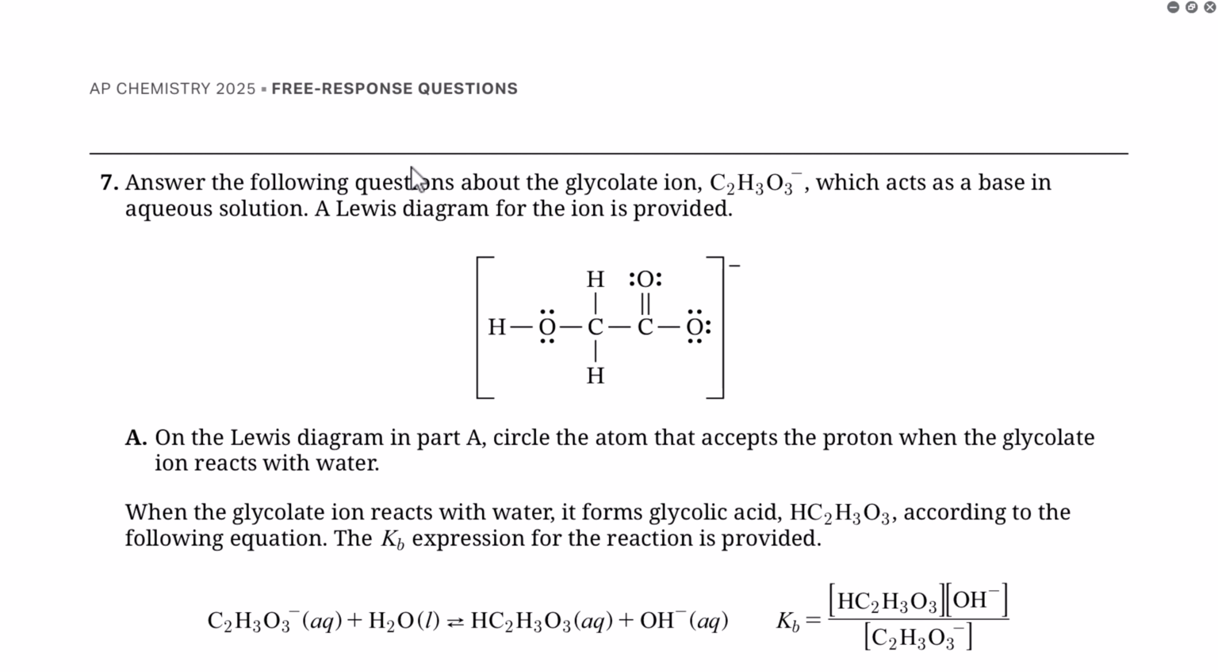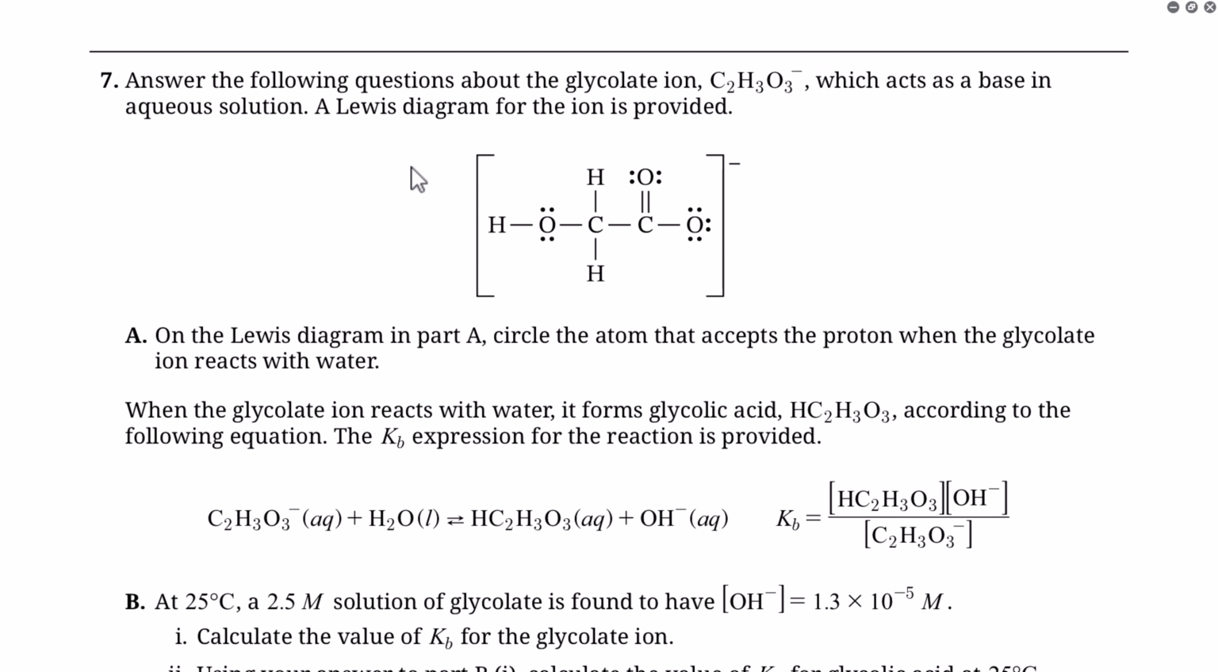All right, answer the following questions about the glycolate ion, which acts as a base in aqueous solution. And we're given a Lewis diagram. It says, on the Lewis diagram, part A, circle the atom that accepts the proton when the glycolate ion reacts with water. So in a very similar vein last year, we were asked to circle the hydrogen that's going to be donated. And as we know, this part of the molecule here tends to be the part where the hydrogen gets donated. So I'm going to make the assumption that it's the same part that's going to accept the hydrogen. That's that COOH group that's present here.